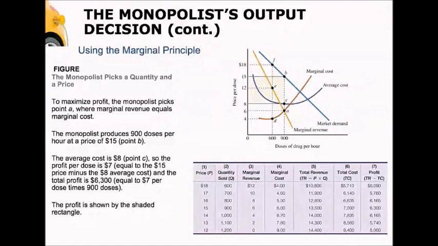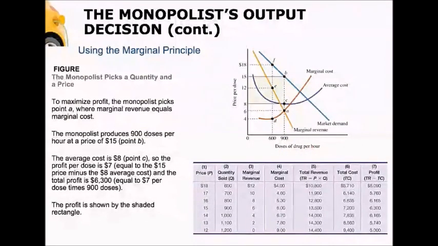Now, how does a monopolist use this information to make a choice about output? Let's look at a monopolist decision. Here's the monopolist demand curve, the market demand curve the monopolist faces. Here's the marginal revenue curve associated with that. Now, we're going to use the marginal principle just like any other firm. The marginal principle says, produce the quantity where marginal revenue is equal to marginal cost. And we can see that's at point A, producing 900 doses of a drug per hour.